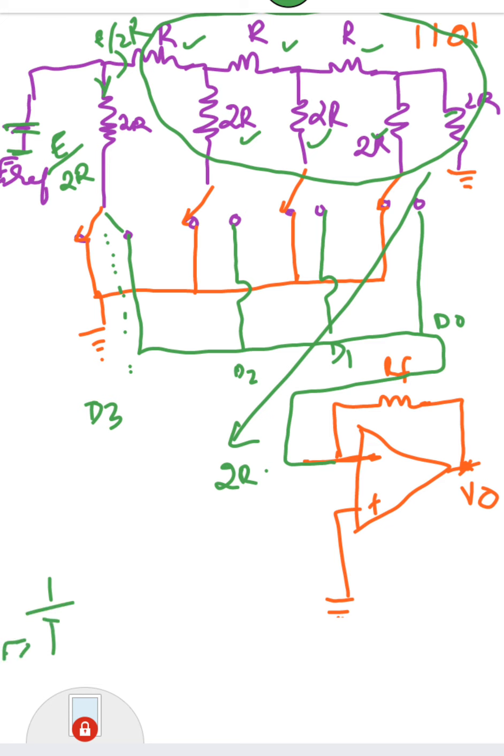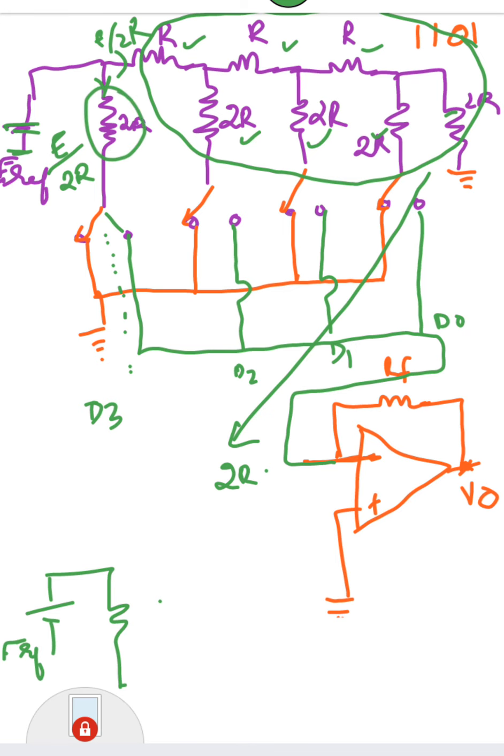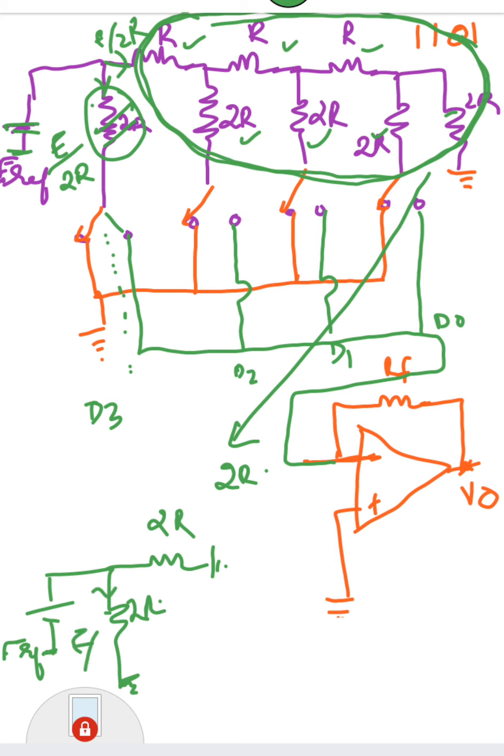There is a reference voltage E reference, there is a 2R resistance, this is a 2R resistance, this is the 2R resistance that I will be drawing here. Okay, and the remaining portion R, 2R, R, 2R and R, 2R, when you deduce this, you will get an equivalent resistance value of 2R. So the current will be E reference here, there is a 2R resistance, so the current will be E divided by 2R here.